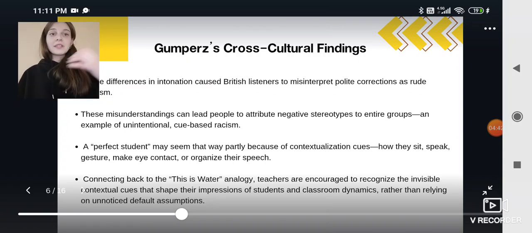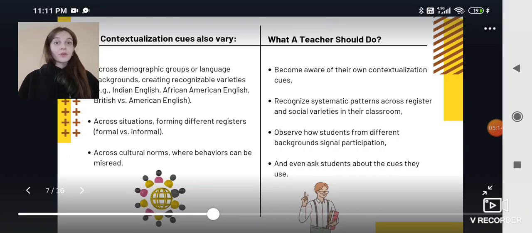A perfect student may seem that way partly because of contextualization cues like how they sit, speak, gesture, make eye contact, or organize their speech. Like we said, these things vary from culture to culture. And connecting back to the This Is Water analogy, teachers are encouraged to recognize the invisible contextual cues that shape their impressions of students and classroom dynamics, rather than relying on unnoticed default assumptions. So, as our next topic, we will talk about how contextualization cues also vary and what a teacher should do.